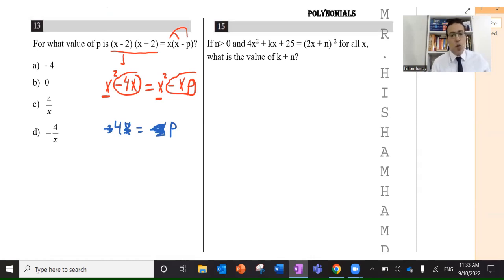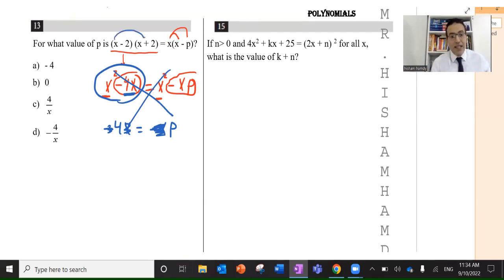I did a mistake. What is my mistake? My mistake is that in the difference of two squares, I wrote it as negative 4x. And this is a common mistake. I did it on purpose. Most of the students do it. So this is wrong. And the students choose the answer B.